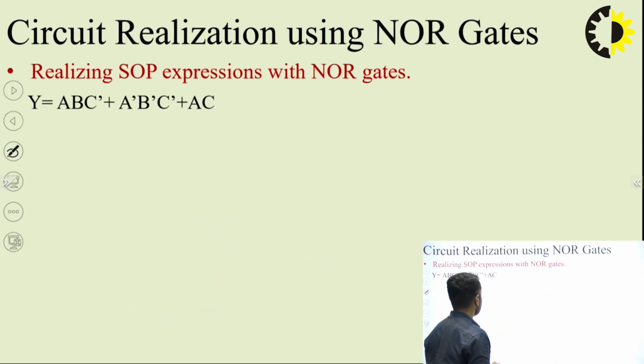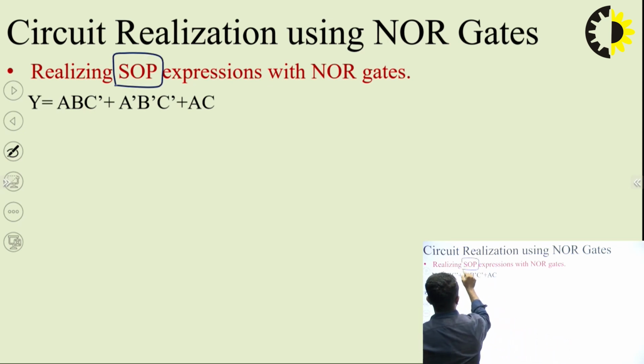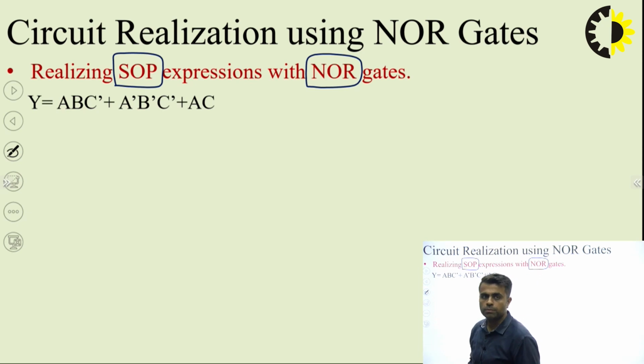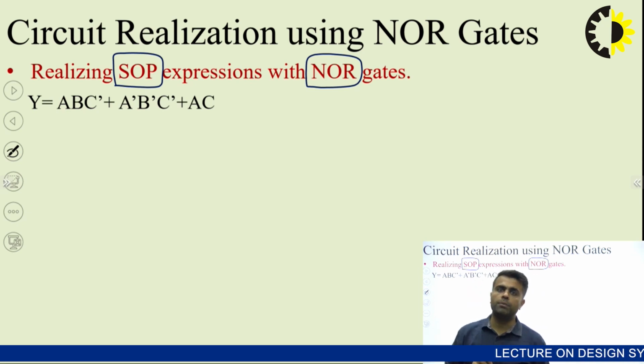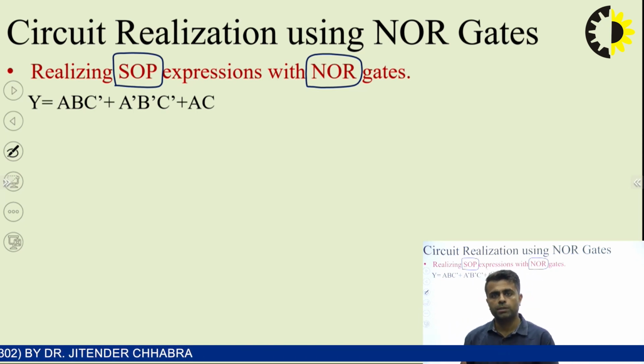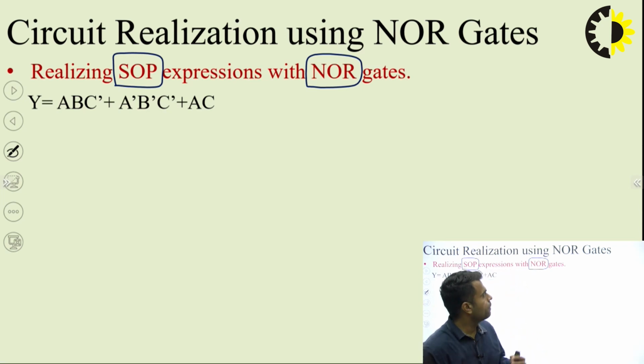Now if you are asked to realize a SOP expression using NOR gates, this is not very simple, because SOP can only be realized using simply NAND gates, and POS can be realized using NOR gates by one-on-one replacement. But if you are provided with an SOP expression and you are asked to realize the circuit using NOR gates only, you have to give the expression the look of a POS type expression, that means OR AND type expression. So this Y is equal to AB C complement plus A complement B complement C complement plus AC.